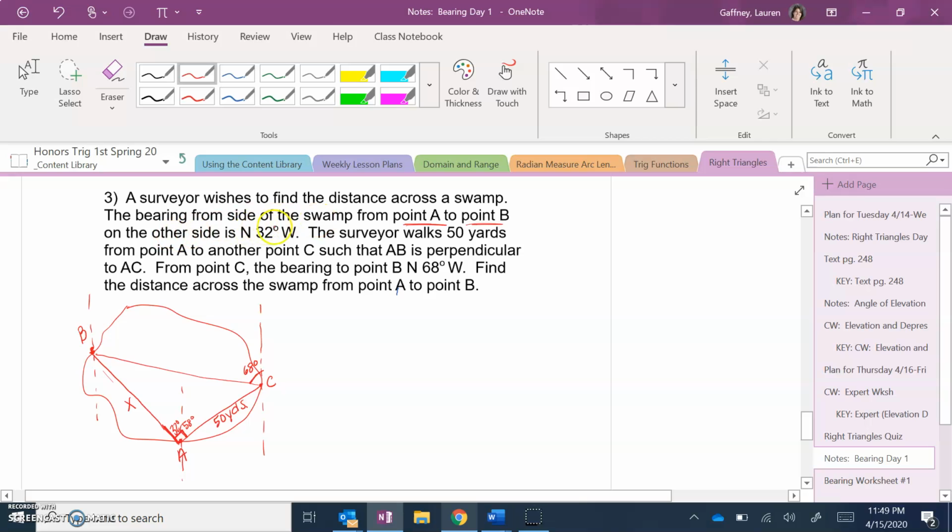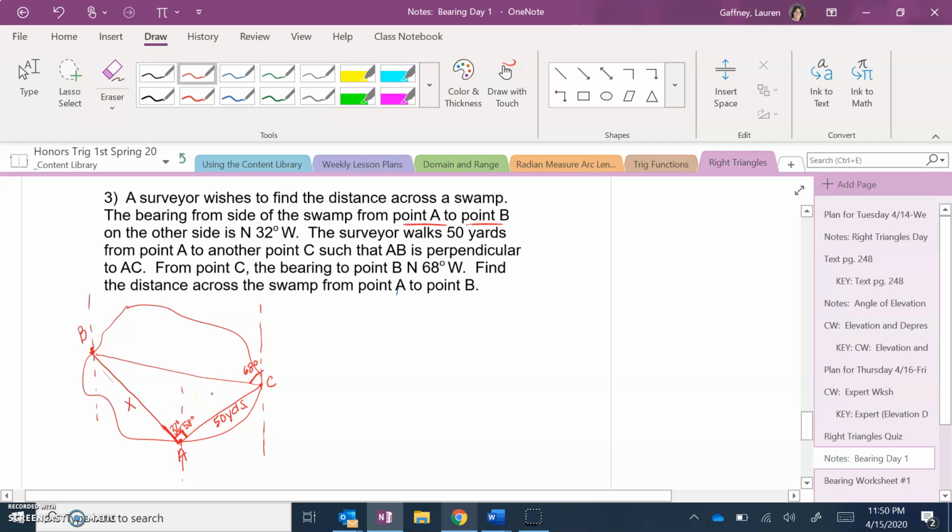Let me go back one more time. The bearing from point A to point B is 32 degrees west of north. That's why I put A down here, because I knew 32 degrees west of north was going to go that way, so point B was going to be that way. Then he walks 50 yards to create point C such that AB is perpendicular to AC. Then the bearing from point C, drawing your vertical, is 68 degrees west of north. It should probably be a little bit smaller there, that's my bad. Here's the right angle, and they told us that.